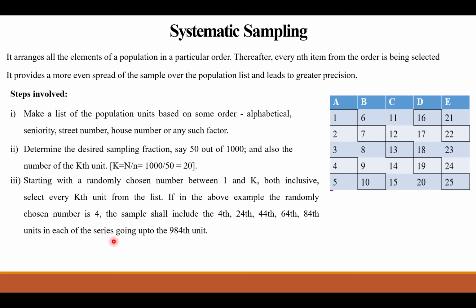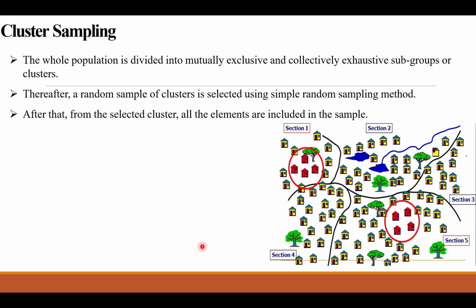Then, starting with a randomly chosen number between 1 and k, both inclusive, select every kth unit from the list. If in the above example the randomly chosen number is 4, the sample shall include the 4th, 24th, 44th, 64th, 84th unit in the series, going up to the 984th unit.